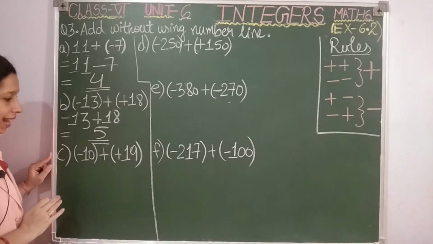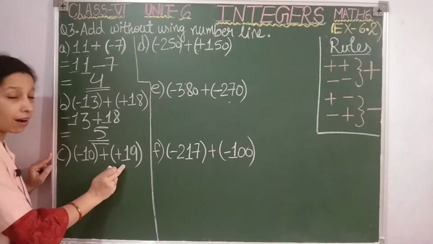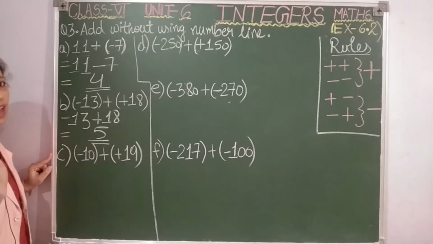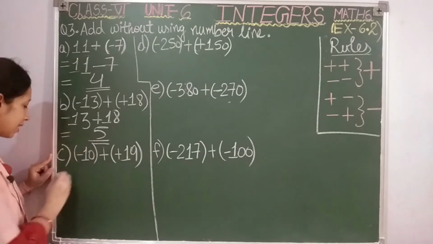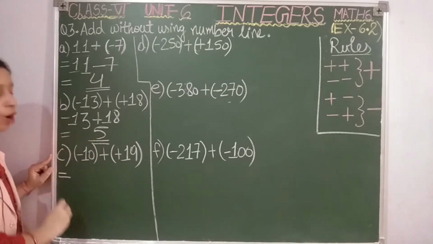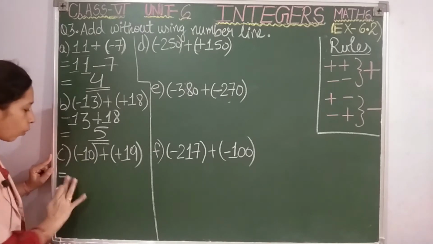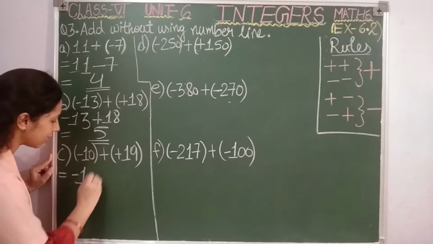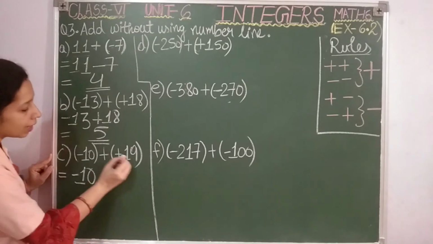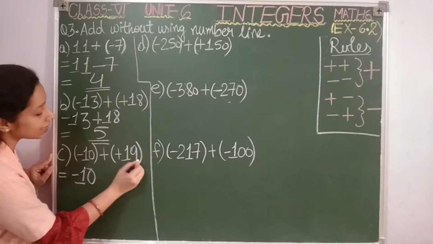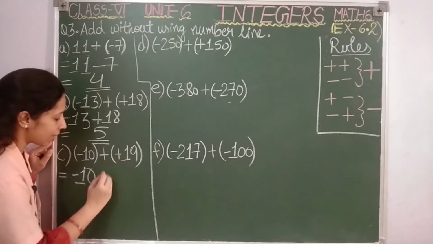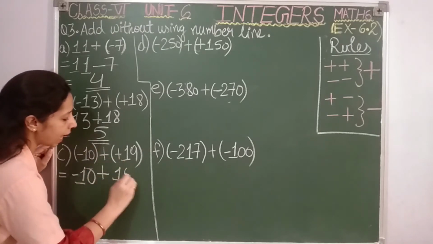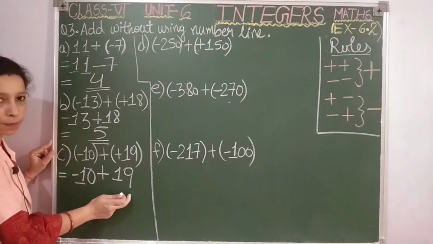Minus 10 plus 19. Again a negative integer, a positive integer. Surely we are going to subtract, plus minus, minus plus minus. First thing is to take the value out of the bracket. Minus 10 के आगे कोई sign नहीं है, so simply we have written minus 10 here. Clear, students? Now I have to take out minus plus 19 outside the bracket. How? First solve the signs. Plus plus plus 19.